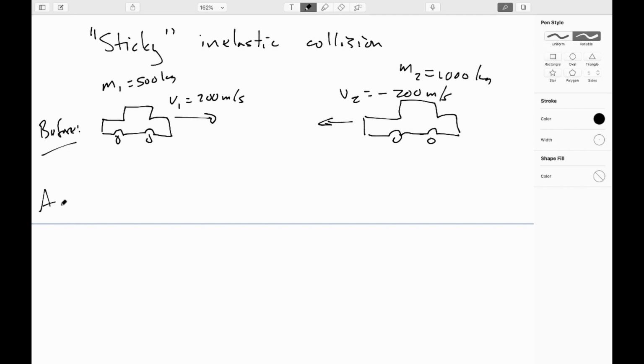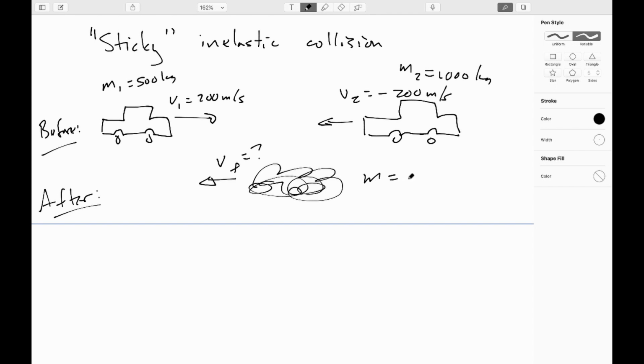Now let's go take a look at after. After, we have a big twisted mass of metal, and we know it's skidding off to the left. And we know the mass of the twisted mass of metal M has to be M1 plus M2 from before, so that'll work out to be 1,500 kilograms. So, all right, we would like to know how fast is the thing going.